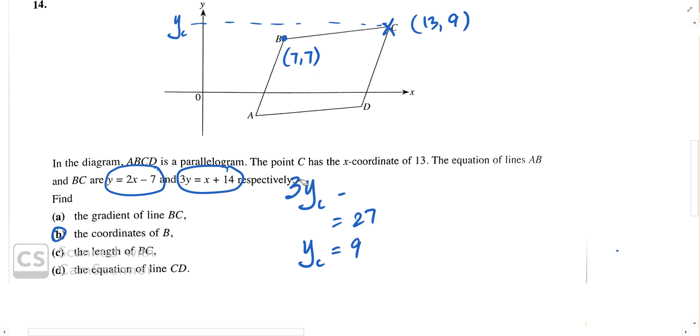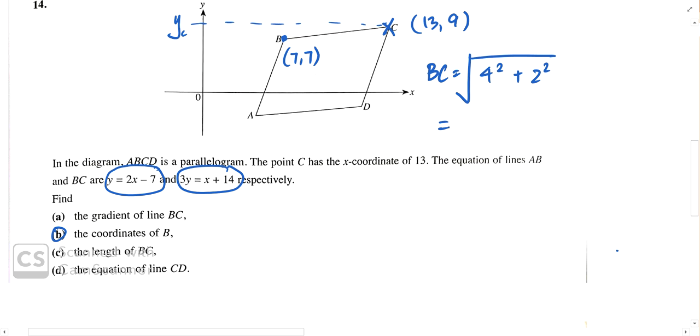And now we are ready to find the length of BC. So BC, 13 minus 7, we get 4 squared. 9 minus 7, we get 2 squared. So 16 plus 4, 20. Root 20, get an answer. Oh, so this is not 4 squared. 13 minus 7 will give us 6. So 6 squared plus 2 squared, the square root of 40. Get an answer, rounding off to become 6.32 units.